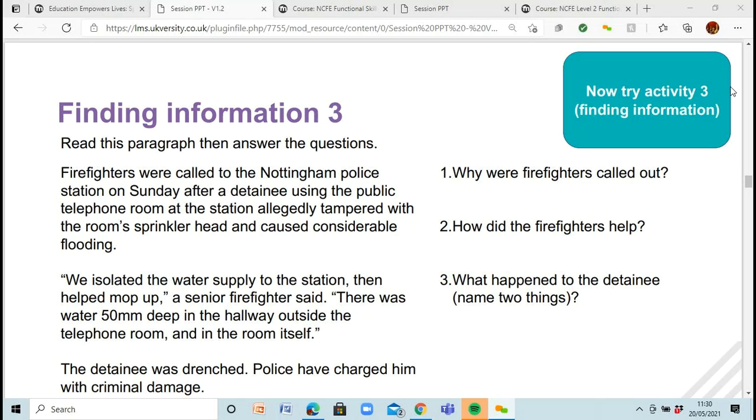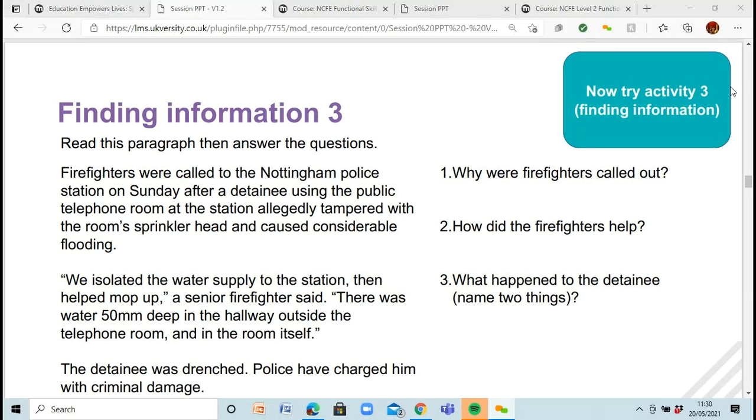So what do you think? Why were the firefighters called out? What did that person do in the telephone room? The person tampered with the room sprinkler head. Yeah, and then caused considerable flooding. Fantastic. So somebody went in. So detainee is a person that's been caught. They've tampered, they've messed about with the sprinkler head. Fantastic. So how did the firefighters help?